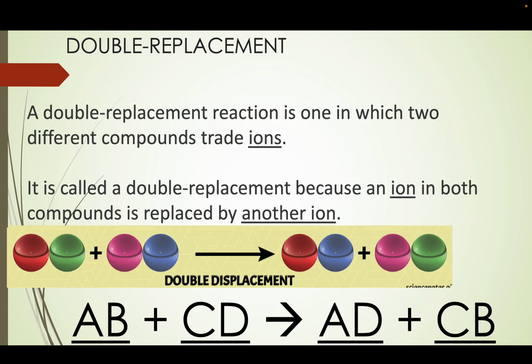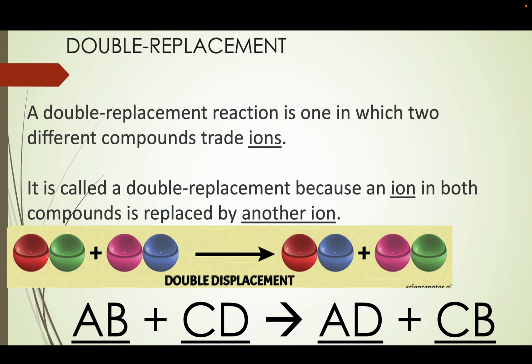Okay, and it's called a double replacement. So when we had a single replacement reaction, one of the compounds had a replacement. But in this one, you have two different compounds, and they both get a replacement. So you can think of them as basically trading partners.